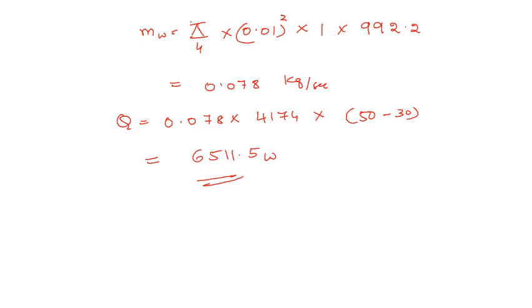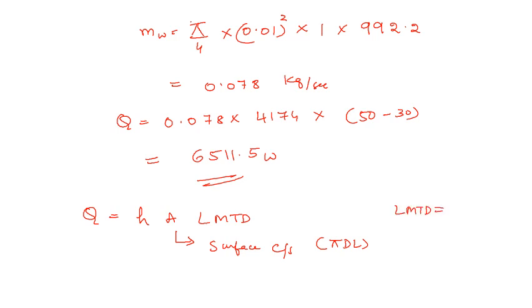If that is done, I can equate that to our convective heat transfer Q value. That is Q equals H into A into LMTD. Of course, we are supposed to find out the LMTD, and here it is the surface area, not the cross-sectional area. In this case, it is pi D L because the shape is a cylinder. Let us see what LMTD is. That is the logarithmic mean temperature difference.